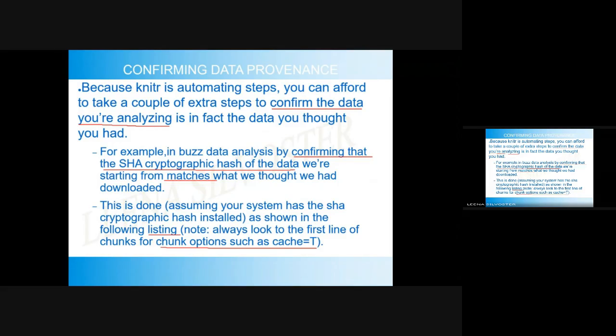This is done using the following list, using the chunk option cache equal to T. So this will be the screenshot. You can see that cache equal to T here. And you can use a system command, paste SHA, in file.